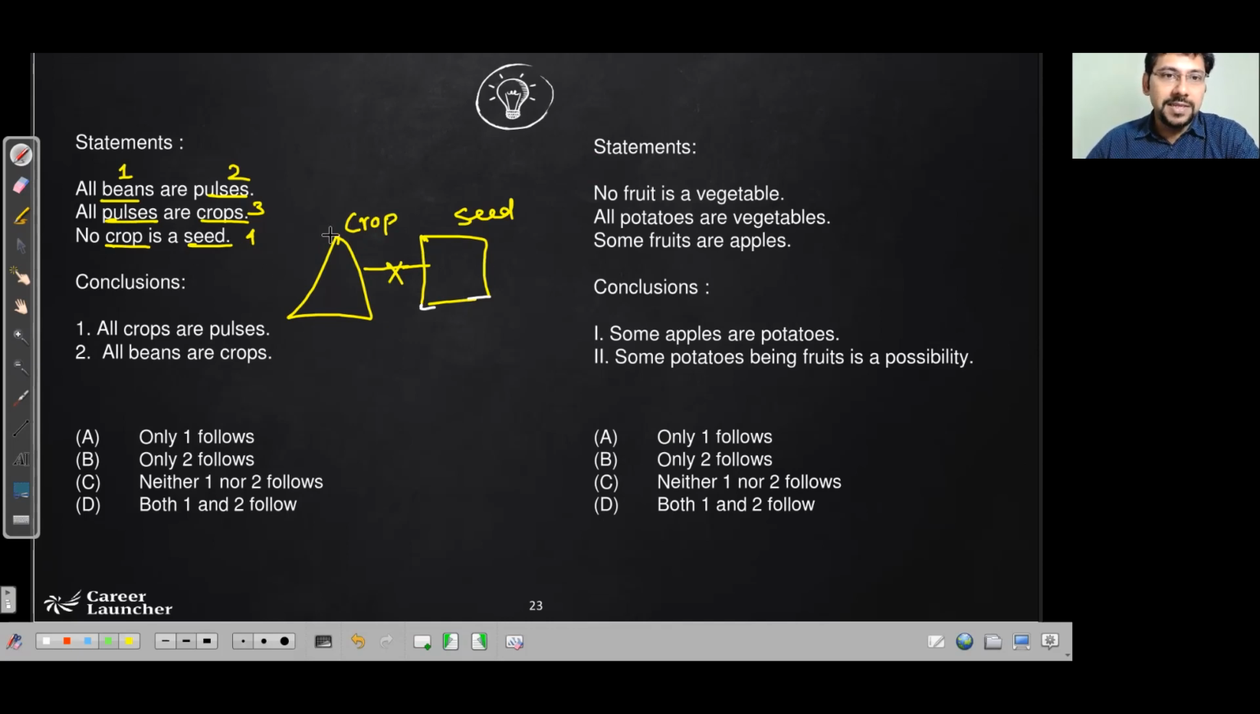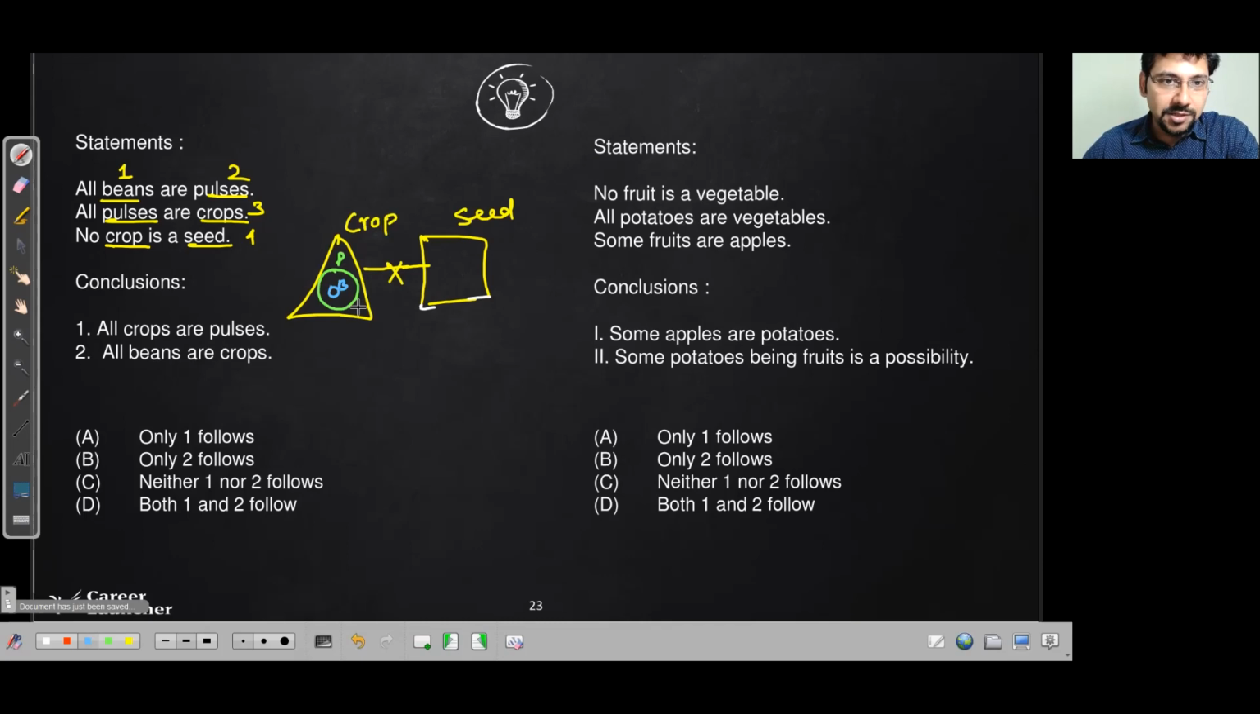Now all the pulses are crop. So pulses is definitely inside the crop. This is my pulse. Pulse is inside the crop. Crop is not inside pulse. So all pulses are crop. And then beans are inside pulse. So I have a bean which is inside a pulse.